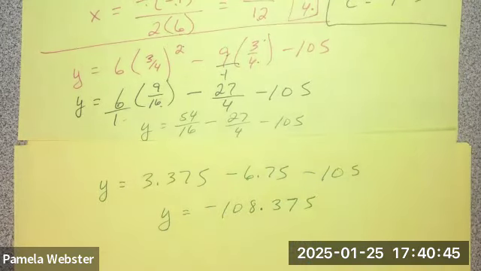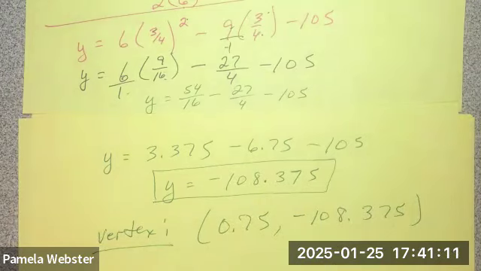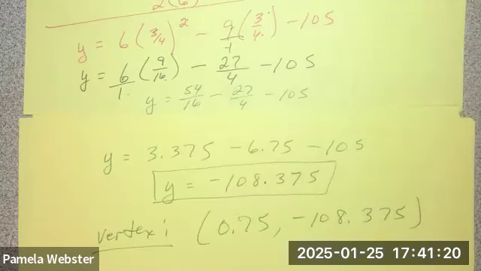And the y value is negative 108.375. Okay, so now I'm seeing where these numbers are getting really pretty big, right? It starts out with the 105 in the original equation, right? Had a really big number. So I just look at it and go, okay, I've got these points. I need to graph it. That's the last step here.